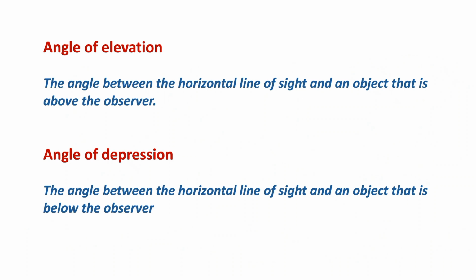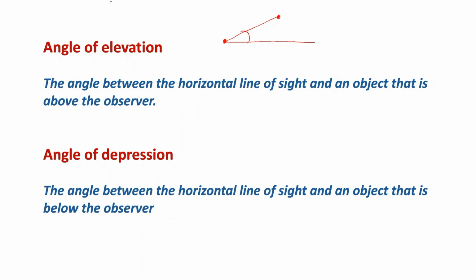For the next two questions, we should understand what the angle of elevation and angle of depression are. The angle between the horizontal line of sight and an object that is above the observer. If the observer is here and he is looking at something above him, it makes some angle. Draw a horizontal line in the line of sight, and the line to the object. This angle is the angle of elevation.